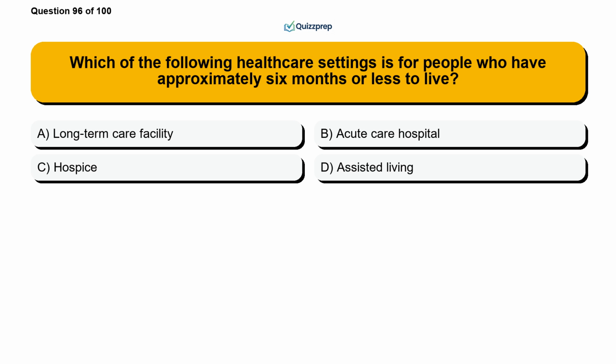to live? Option A, long-term care facility. Option B, acute care hospital. Option C, hospice. Option D, assisted living. The correct answer is option C, hospice.